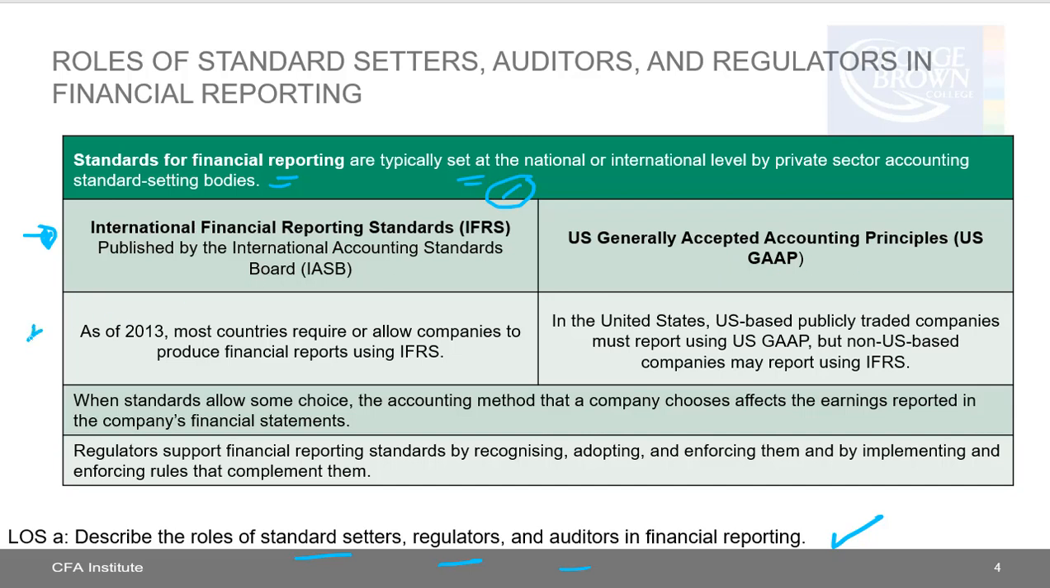Starting with IFRS, International Financial Reporting Standards, as of 2013, most countries require or allow companies to produce financial reports using IFRS, okay? In the United States, US-based publicly traded companies must report using US GAAP, but non-US based companies may report using IFRS. When standards allow some choice, the accounting method that a company chooses affects the earnings reported in the company's financial statements, okay?